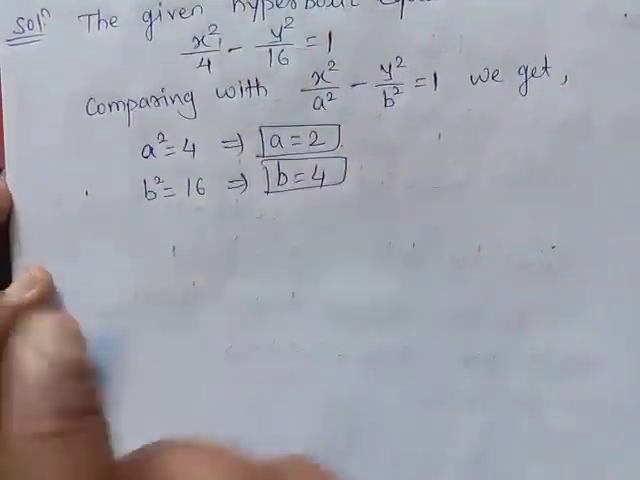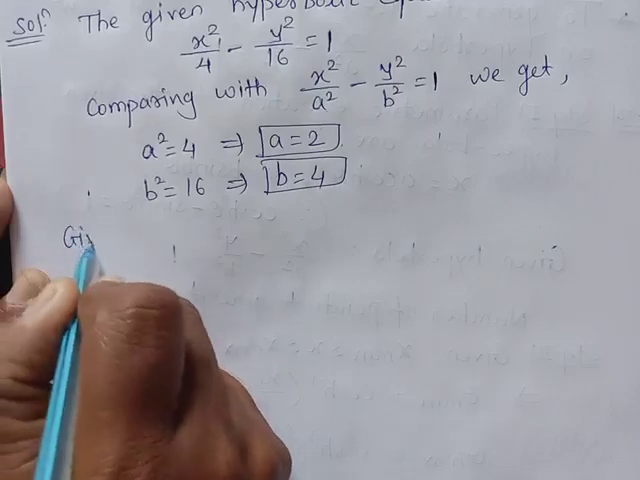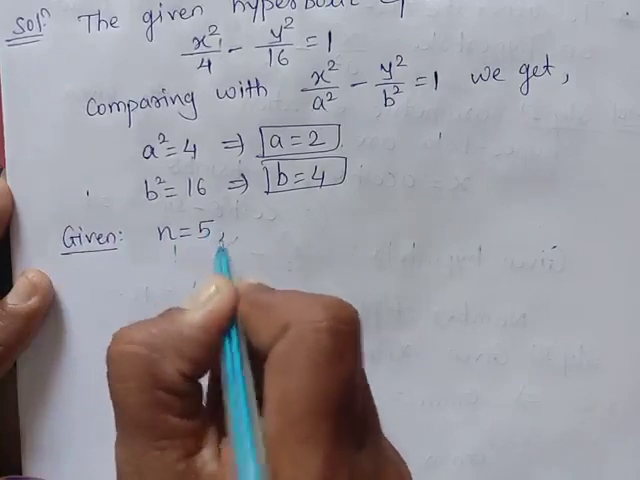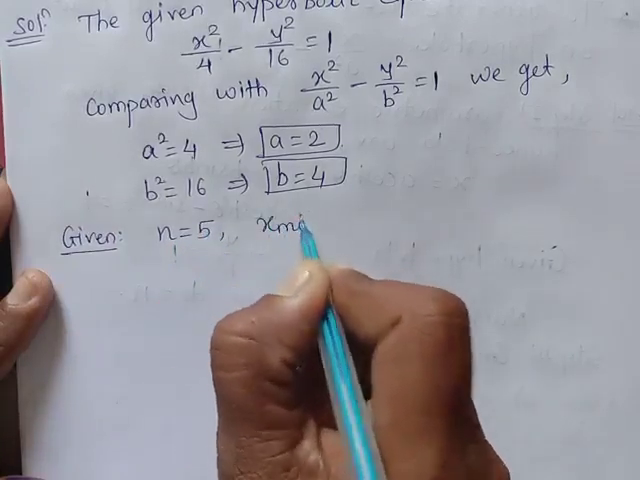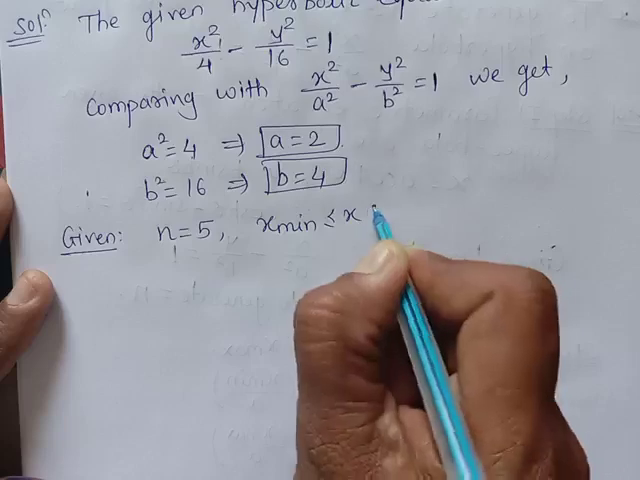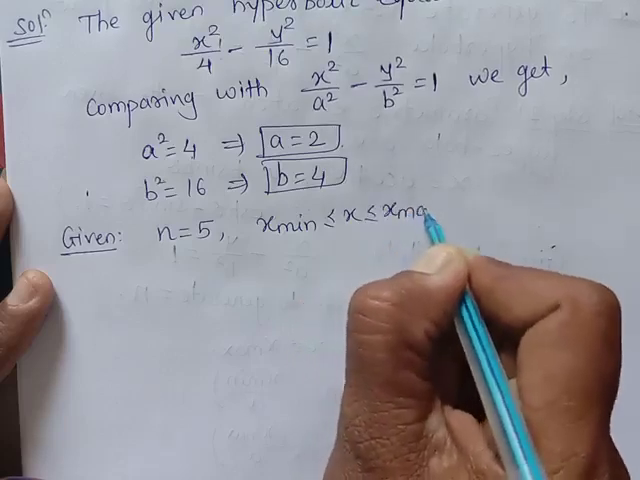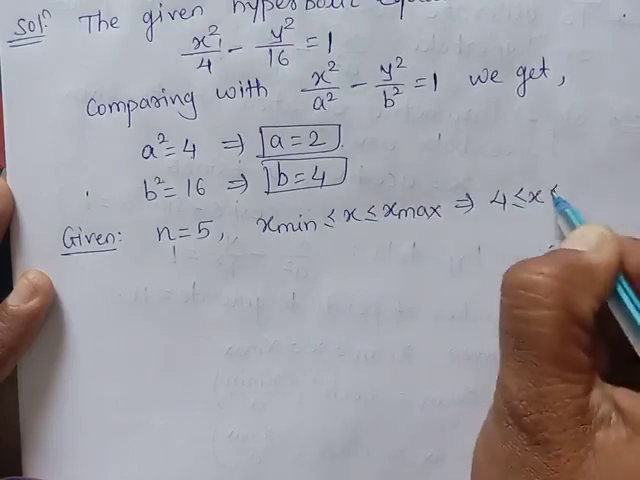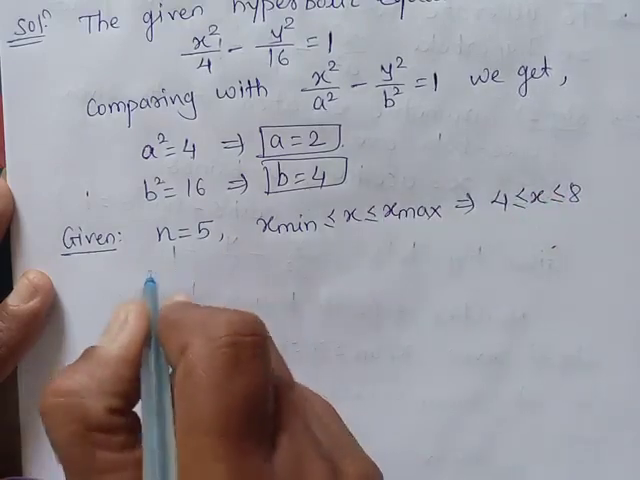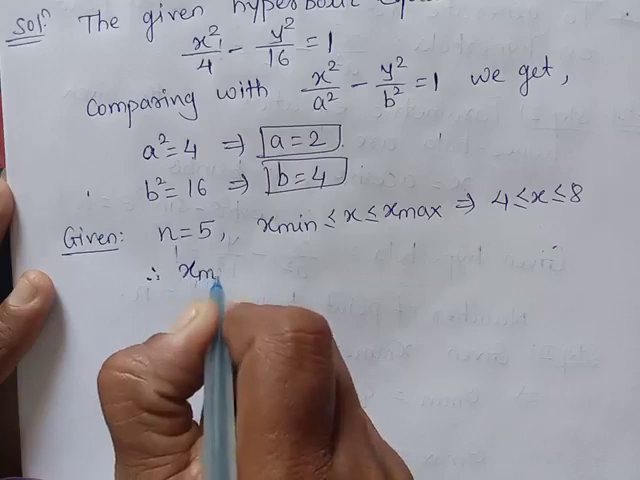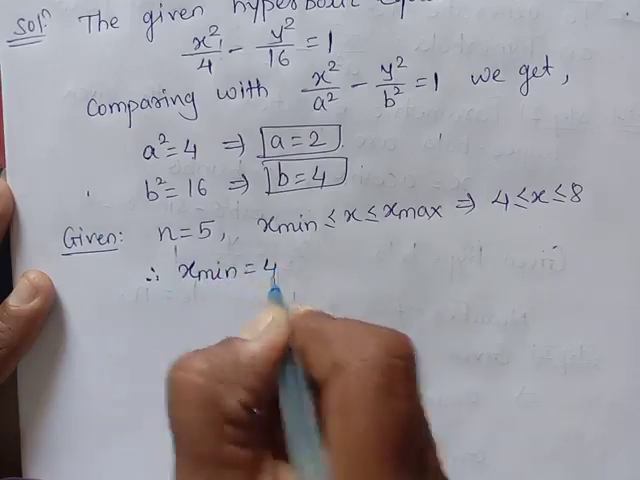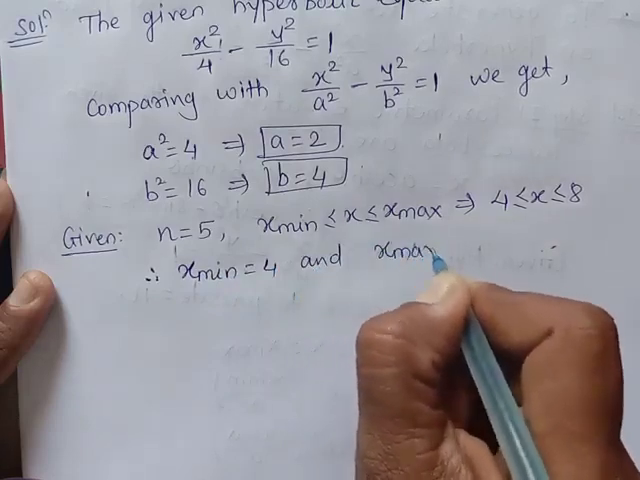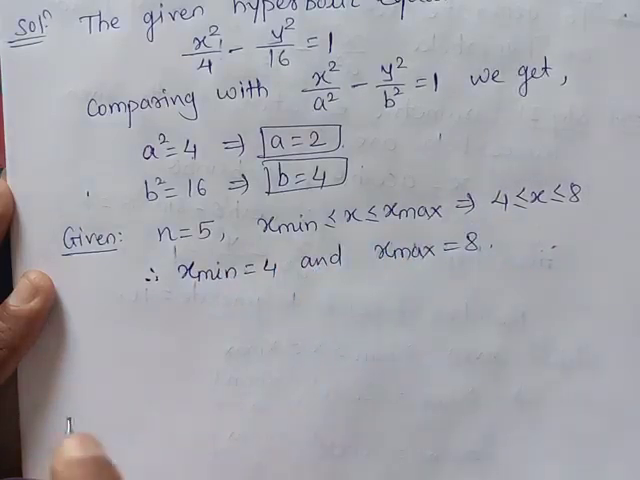Fine. Now given n equal to 5, x minimum less equal x maximum gives 4 less equal x less equal what? 8. Therefore x minimum equal to 4 and x maximum equal to what? 8. Right?